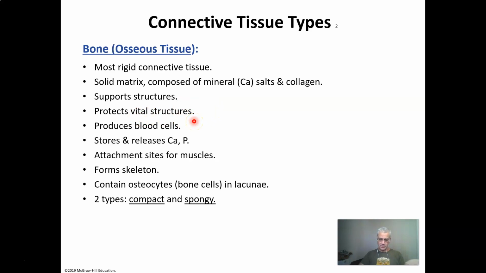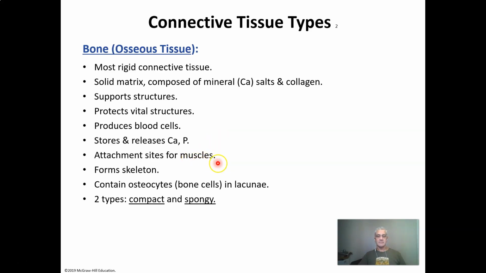Protects vital structures, of course you know that. It's also the source of blood cells. Flat bones in particular are the place where bone marrow resides, and bone marrow is the source of blood cells. All the blood cells in your body are produced in there. So, bone does that. It is also a storehouse for calcium and phosphorus. And you need a ton of calcium. You're going to see there's all kinds of body biochemistry that goes on that requires calcium. Your bones are a storehouse for that.